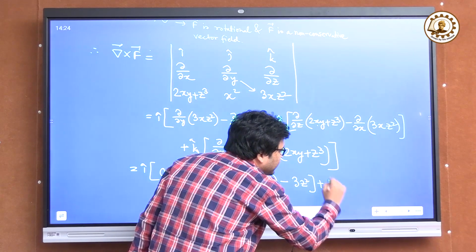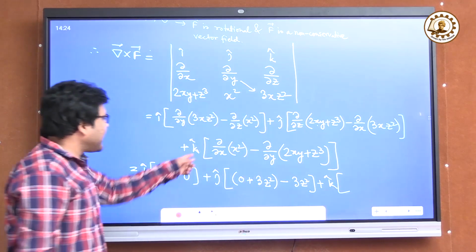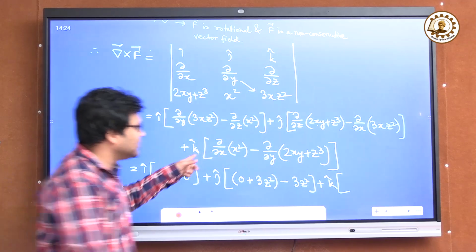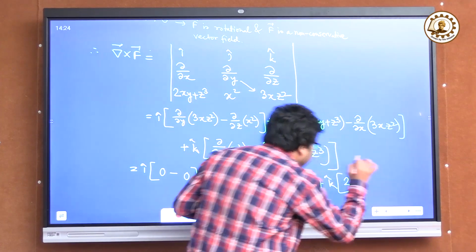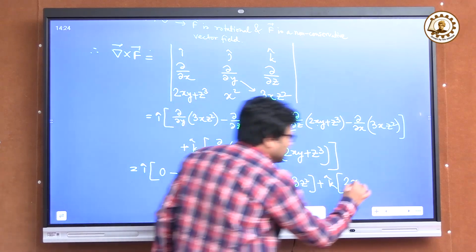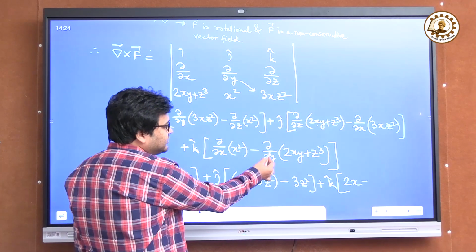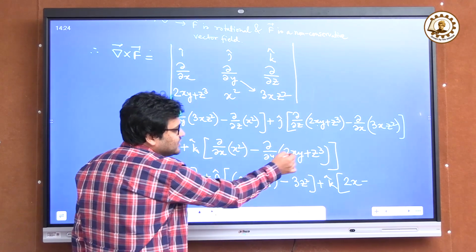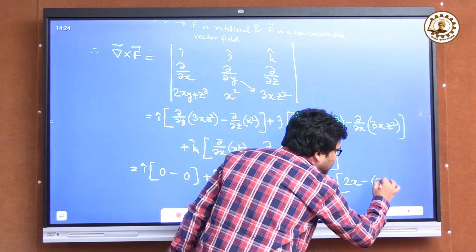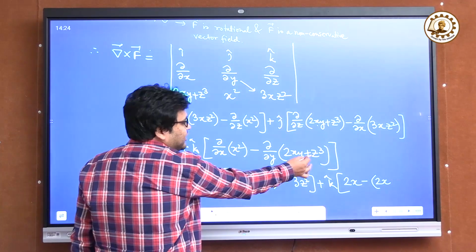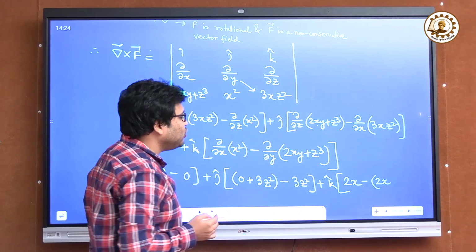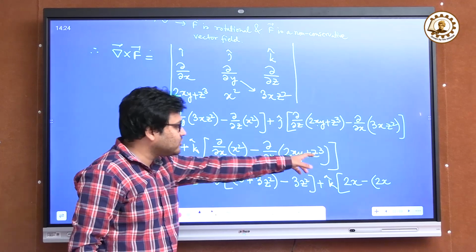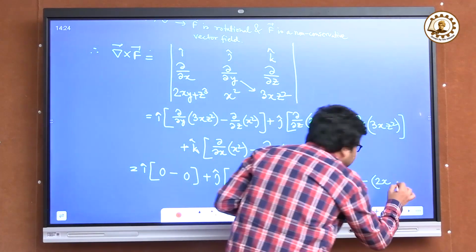What about the k cap component? In the k cap component we have del del x operating on x square, so it results in 2x, minus del del y, the partial derivative with respect to y, acting on 2xy plus z cube. Obviously the first term gives us 2x, and in the second term we have z cube. If we take the partial derivative with respect to y acting on z cube, it simply results in 0.